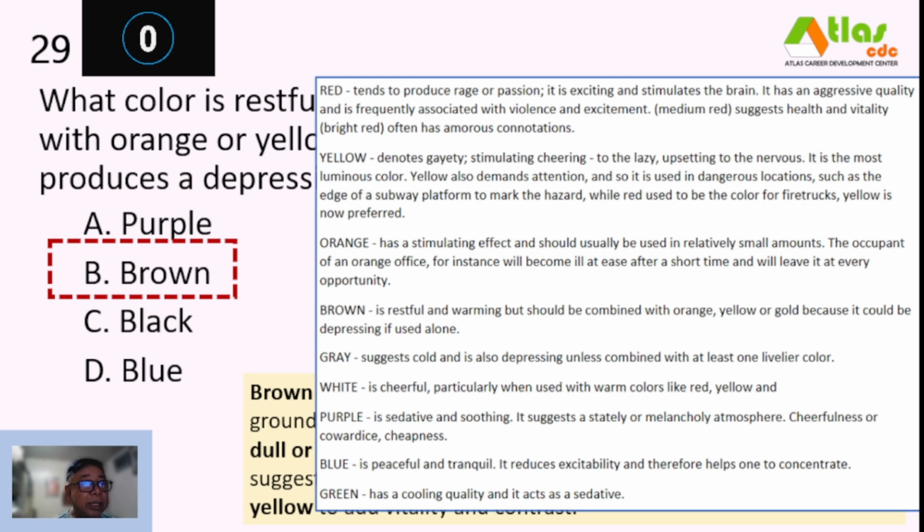White is cheerful, particularly when used with warm colors like red and yellow. And purple is sedative and soothing. It suggests a stately or melancholy atmosphere. Blue is peaceful and tranquil, and green has a cooling quality and acts as a sedative.